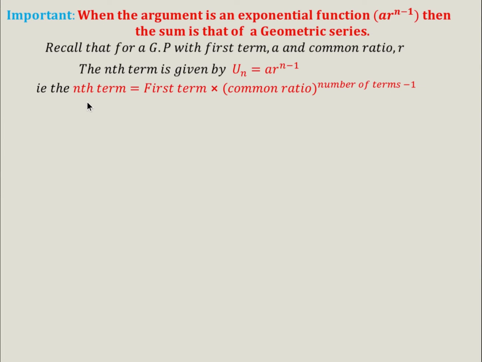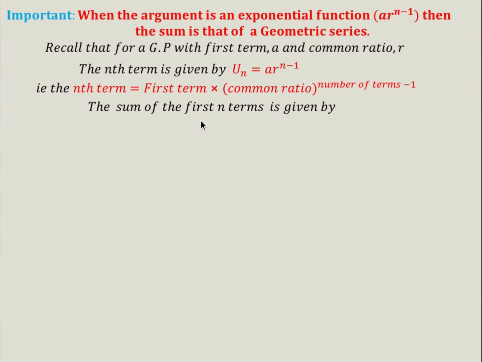We have to note again how to write the formula generally in words, in order that when the number of terms is not n, we will not be confused. The nth term, which preferably we should call the last term for a geometric series, should be the first term times the common ratio raised to the power the number of terms minus 1.